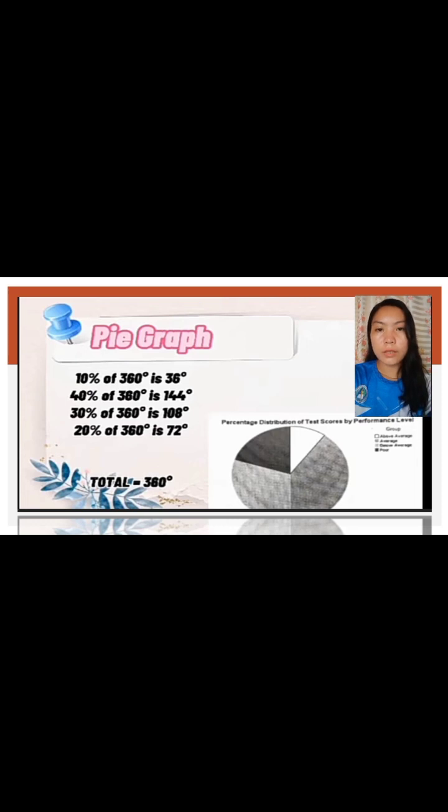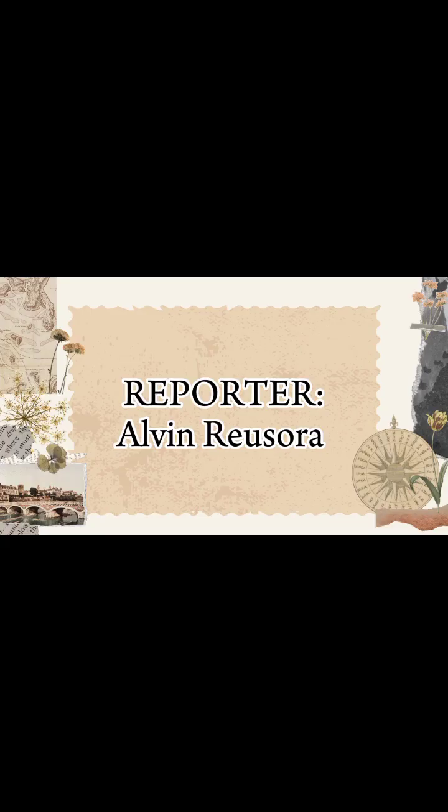10% of 360 degrees is 36 degrees. 40% of 360 degrees is 144 degrees. 30% of 360 degrees is 108 degrees. 20% of 360 degrees is 72 degrees. Total of 360 degrees.